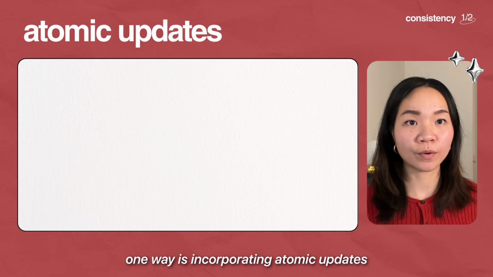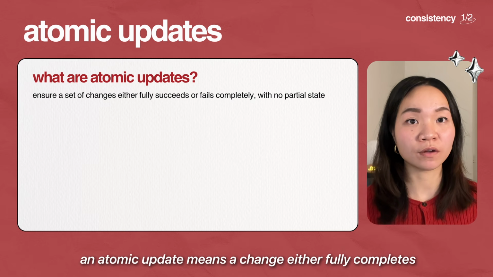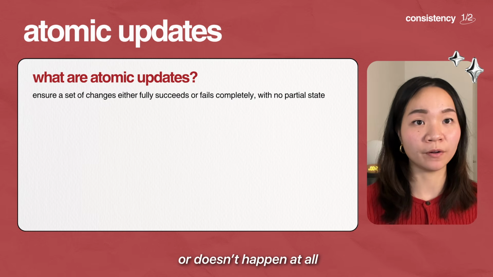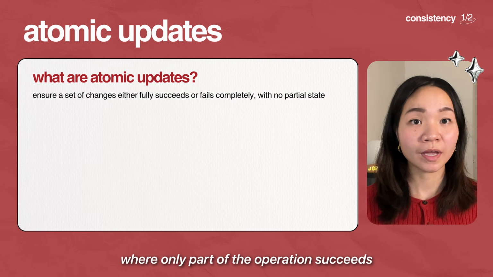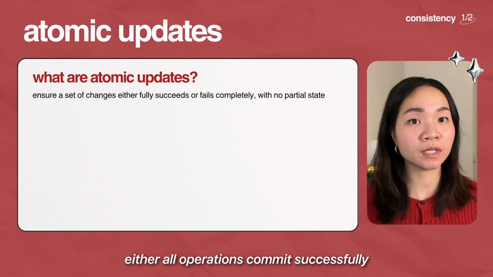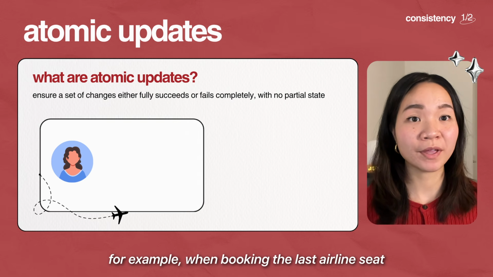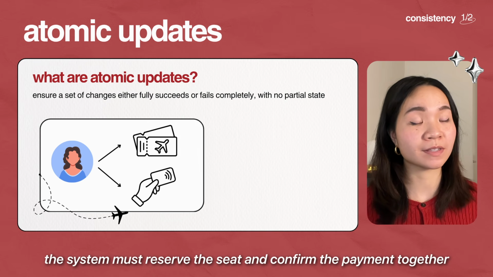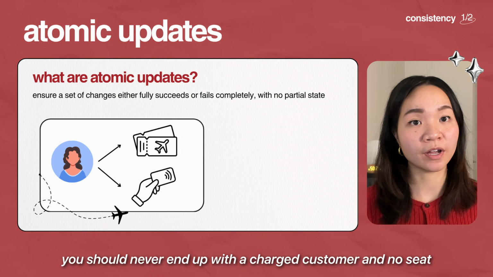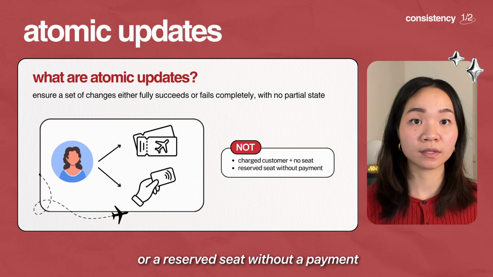One way is incorporating atomic updates. An atomic update means a change either fully completes or doesn't happen at all. There's no in-between state where only part of the operation succeeds. Either all operations commit successfully or the entire transaction is rolled back. For example, when booking the last airline seat, the system must reserve the seat and confirm the payment together. You should never end up with a charged customer and no seat, or a reserved seat without a payment.